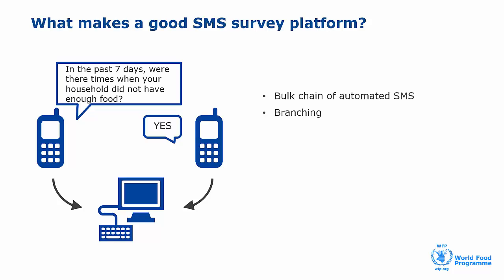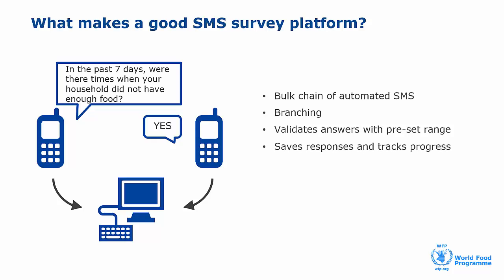The platform is able to validate the responses by checking whether the answer fits within a preset range. If it doesn't, the system sends a message again, asking the respondent to reply again correctly. A good SMS survey platform saves the responses, tracks progress, and also has a user-friendly download feature and visualization of the survey results. Finally, it allows you to easily export the results in Excel format into your database. This database should be centralized, so you can use it to calculate statistics, test the significance of your results, and store them in one place.